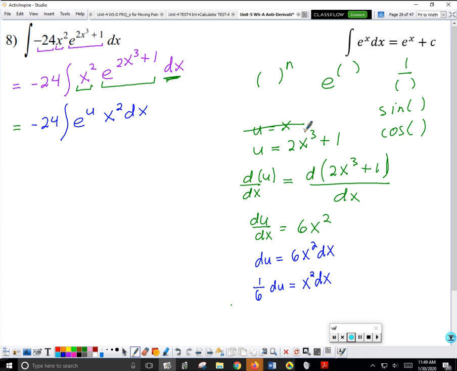So I just go back to the pattern, which is I identify 2 functions that are multiplied. I find out which of these 5 forms I have.